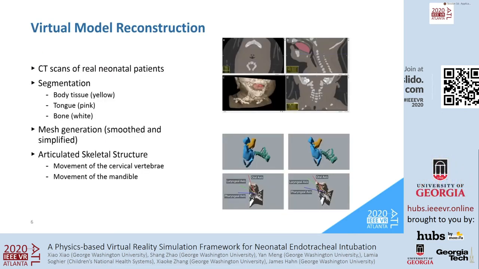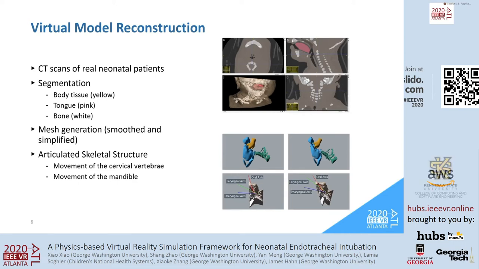The virtual model is reconstructed from CT scans of a real neonatal patient acquired from National Children's Hospital. For simplicity, we segmented the model into three parts: body tissue, tongue, and bone. We separated the tongue from the body tissue to allow for varying the size of the tongue or changing the tongue model to simulate the different levels of difficulty. The segmentation results are exported into surface meshes, which are further smoothed and simplified.